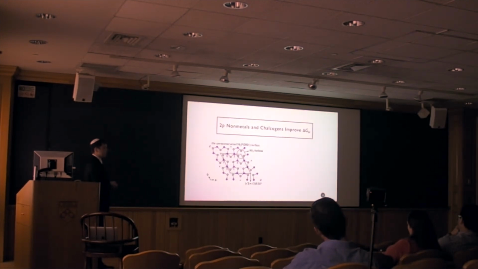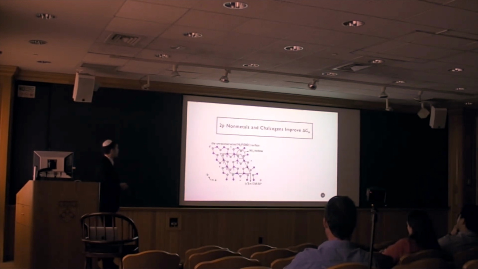So here I'm showing you again, you've seen this before a few times now. This is the unreconstructed nickel 2P surface. And again, we see here's the nickel hollow site. And as I told you before, at 0 volts versus SHE, this binds hydrogen far too strong. And so therefore it's an inactive site towards hydrogen evolution. Surrounding it, however, are a number of phosphorus sites.